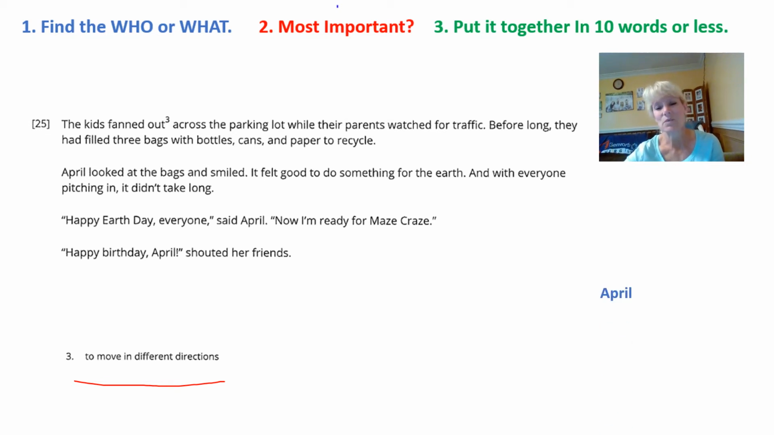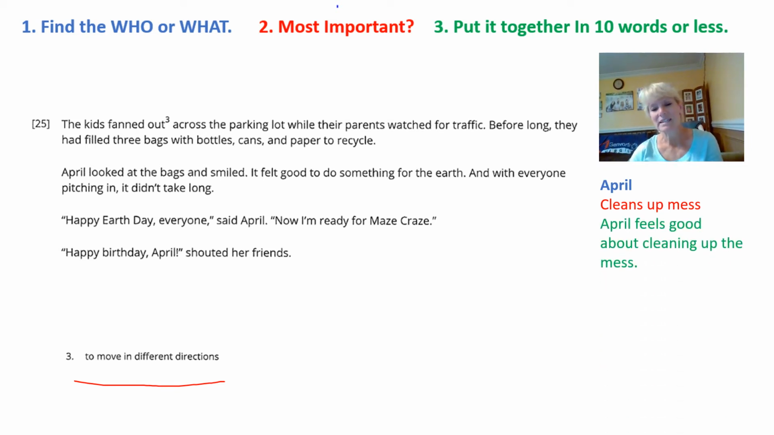All right, in this case, we are still talking about April. But at this point, April not only notices the mess in the last chunk that we read, but now she decides that they're going to clean up the mess. And I wrote that April feels good about cleaning up the mess. So notice she says it felt good to do something for the earth. So she notices the mess, she decides to clean up the mess. So in reality, does she still do something on Earth Day that helps better the earth? She does without meaning to.